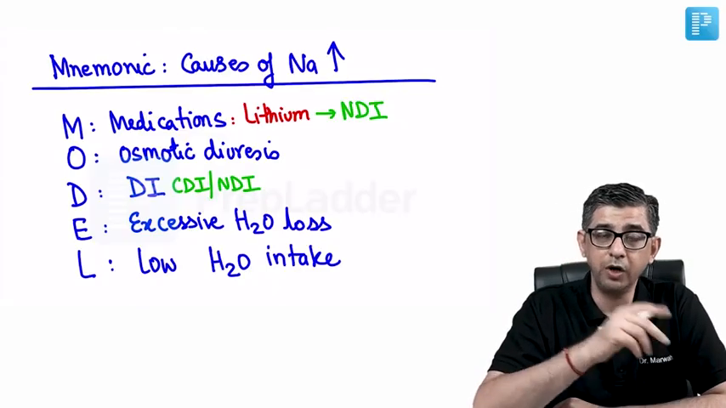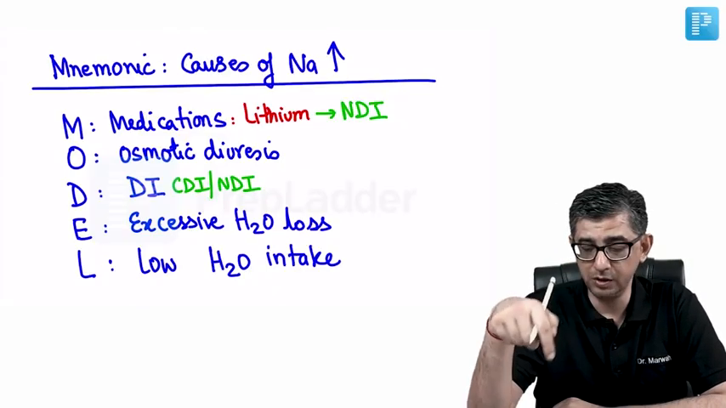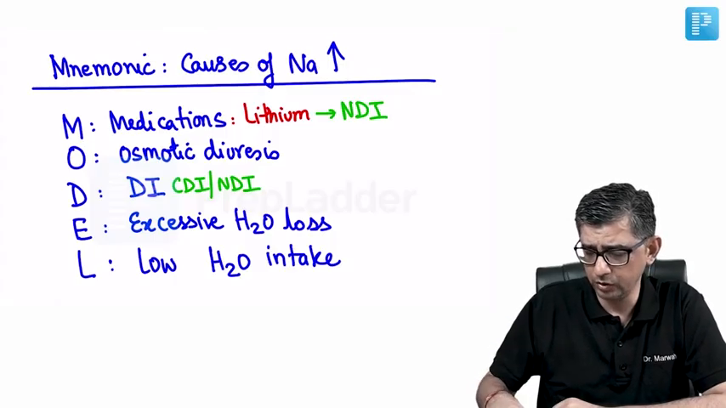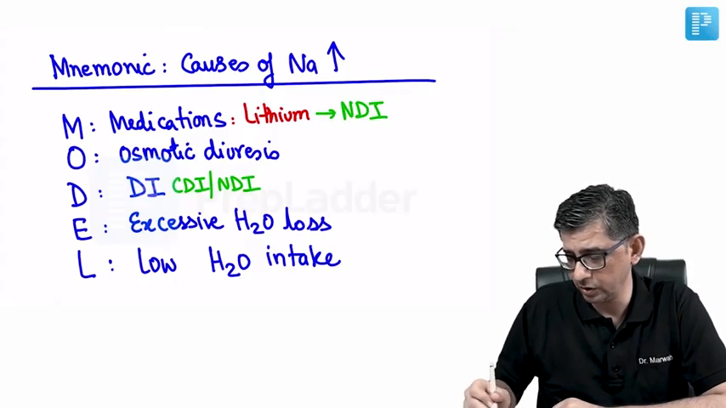And then you need to remember, one of the drugs causing nephrogenic diabetes insipidus is lithium. Another drug that I can mention, though I don't think that would be asked in the question, is steroids.